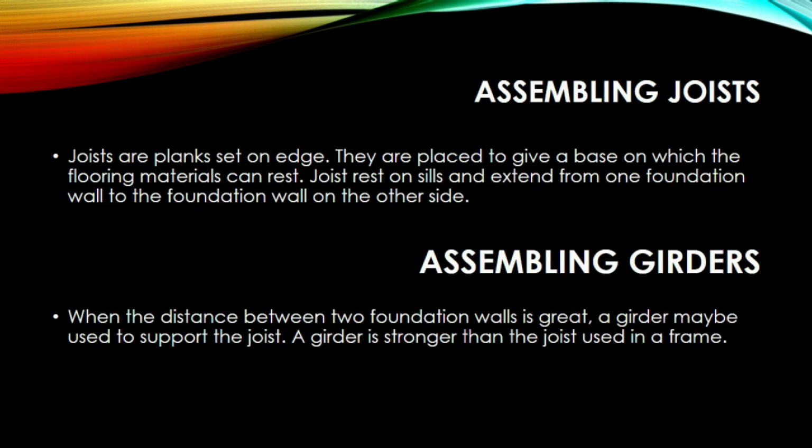Assembling joists. Joists are planks set on edge. They are placed to give a base on which the flooring materials can rest. Joists rest on sills and extend from one foundation wall to the foundation wall on the other side. Assembling girders. When the distance between two foundation walls is great, a girder may be used to support the joists. A girder is stronger than the joists used in a frame.